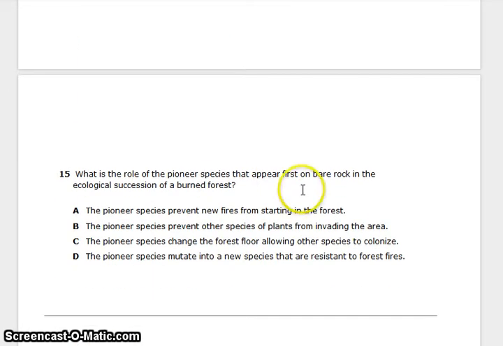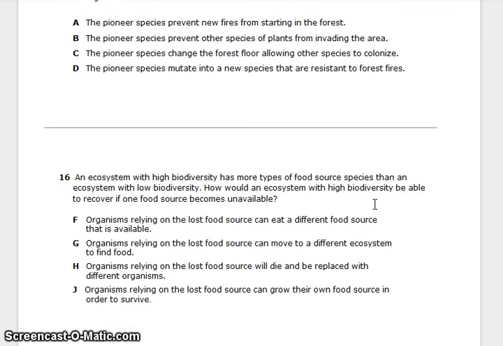15. What is the role of the pioneer species that appeared first on bare rock in the ecological succession of a burned forest? A. The pioneer species prevent new fires from starting in the forest. B. The pioneer species prevent other species of plant from invading the area. C. The pioneer species change the forest floor, allowing other species to colonize. D. The pioneer species mutate into a new species that is resistant to forest fires.